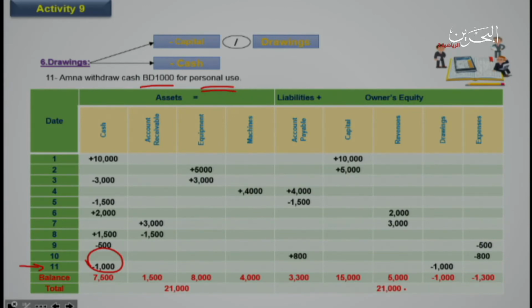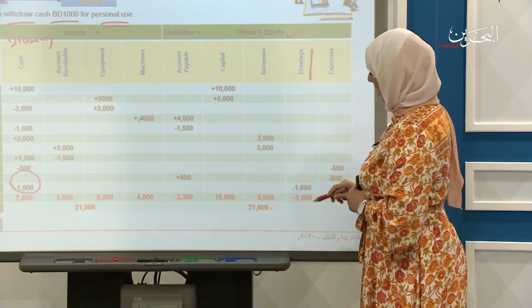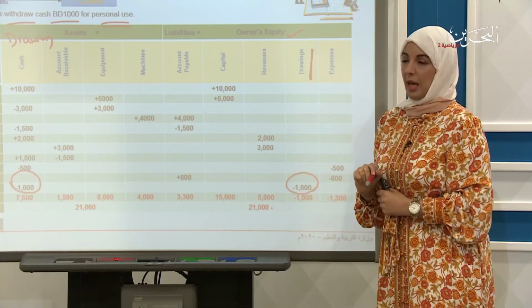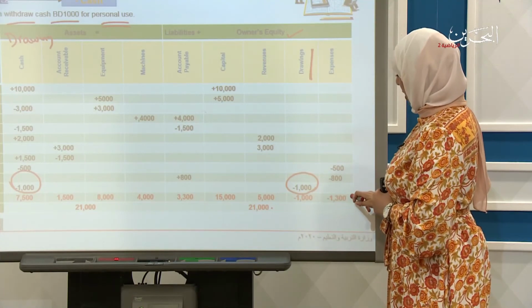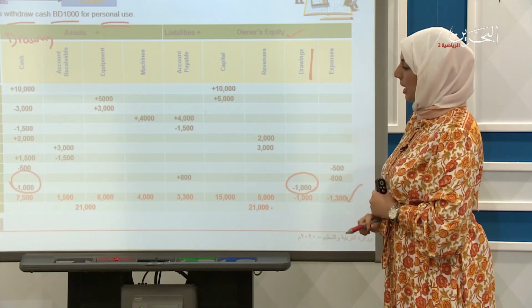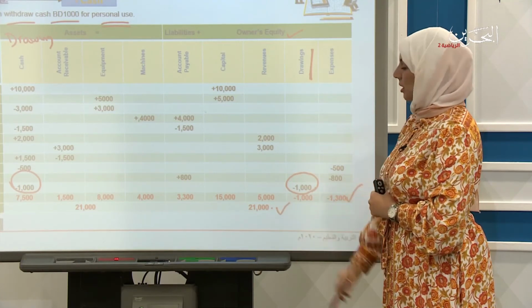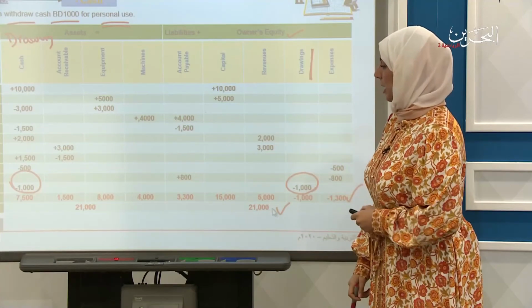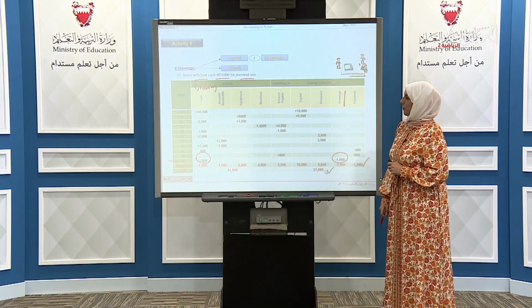And then I know the withdrawal, or the drawing, is an example under the owner equity. So coming to the section of owner equity, under the drawing, I will increase it by 1,000. And finally, as I know, I should find the balance of each account, keeping my equation equal: the asset side with the total of liability and owner equity.